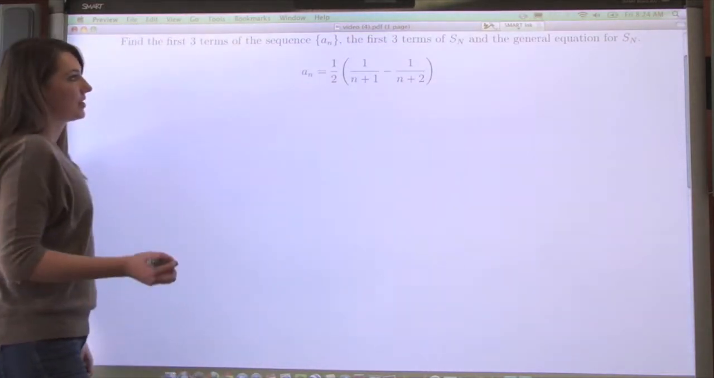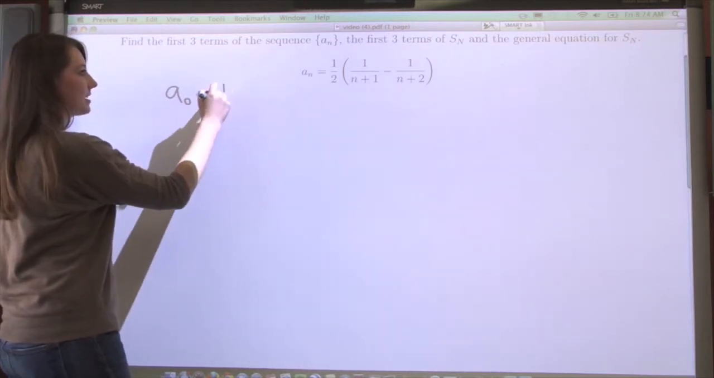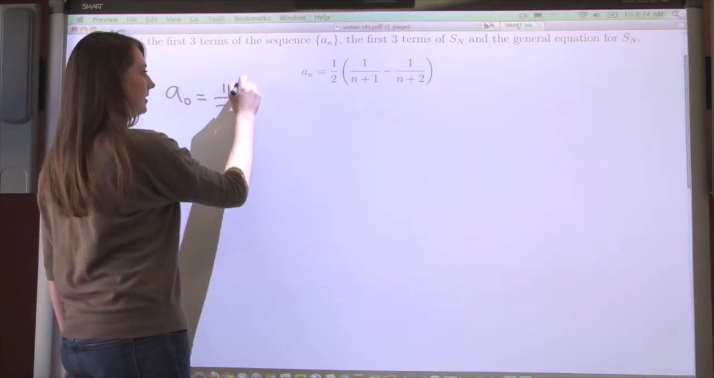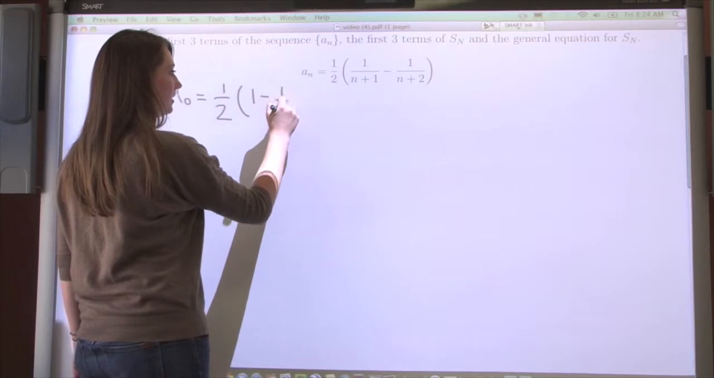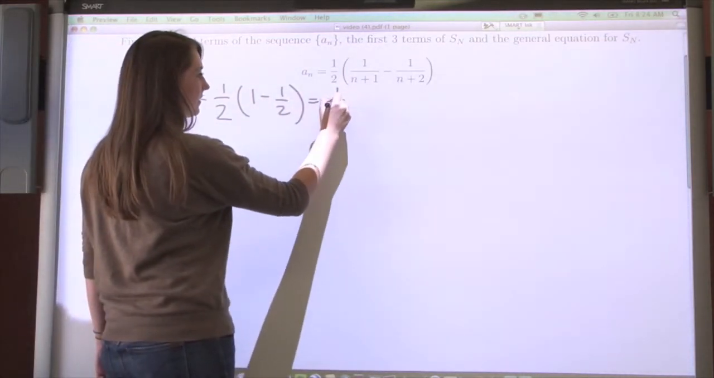terms of S sub n, and the general equation for S sub n. So I'm going to start with a sub 0. When I plug in 0, I get this, which then simplifies to 1/4.